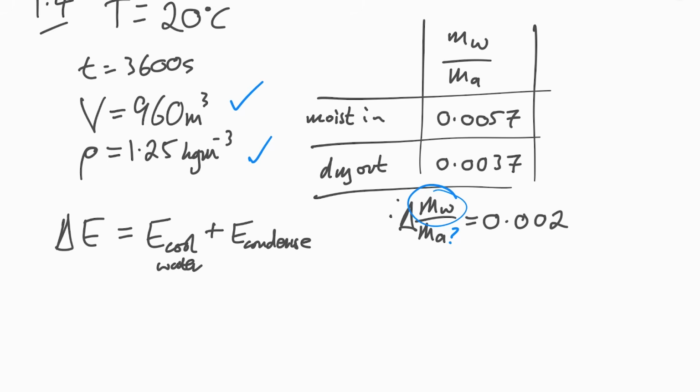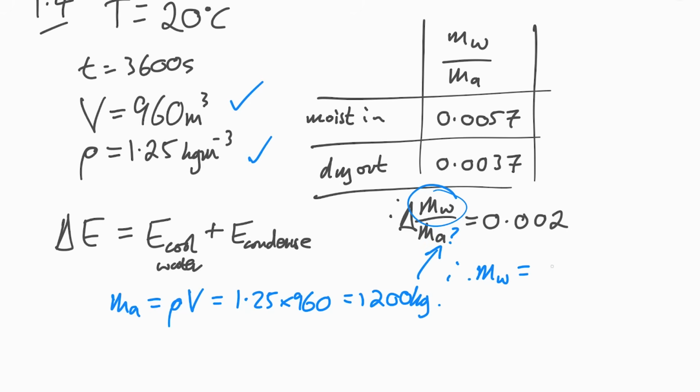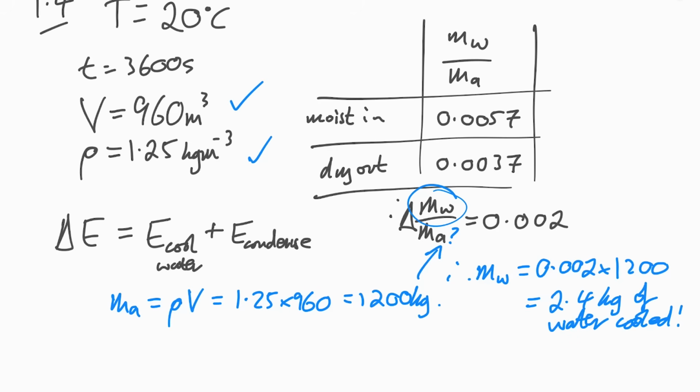So the mass of the air is going to be equal to rho V. So it's 1.25 times 960, which is 1,200 kilograms. That seems like a lot, but it's an hour, whatever. And so if we pop this in here, the mass of water is equal to 0.002 times this. They didn't need to add this part, that's the stupid thing about this. I could have done this in my head, but whatever. That gives us 2.4 kilograms of water cooled and condensed.